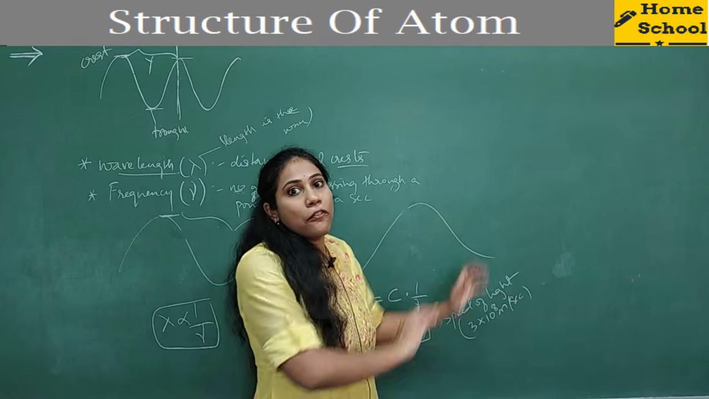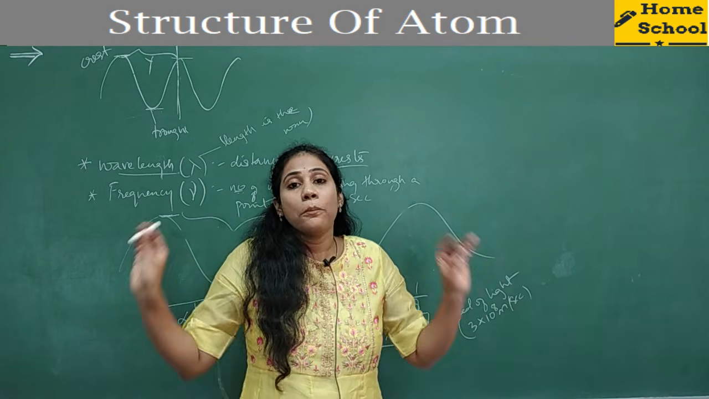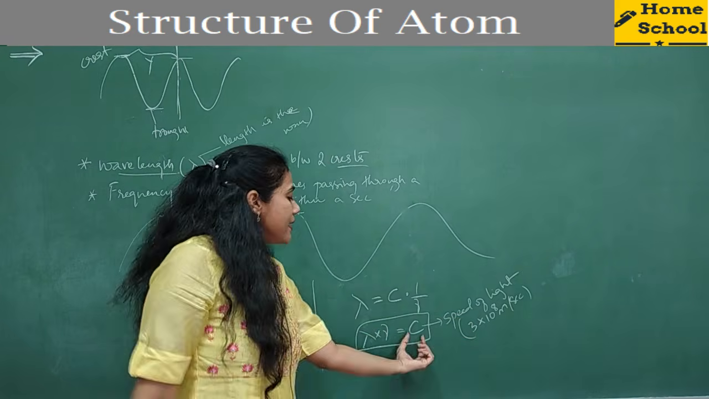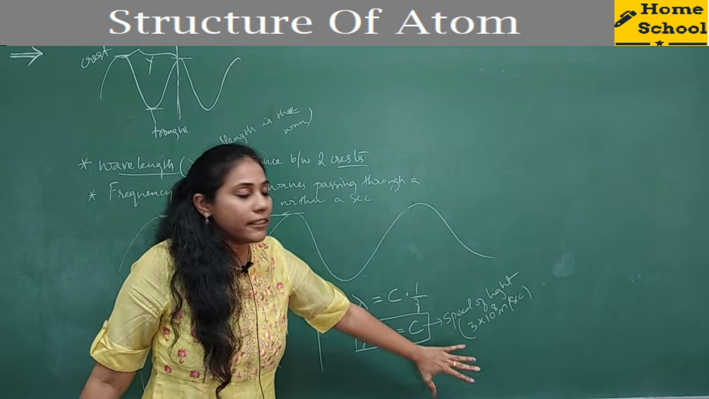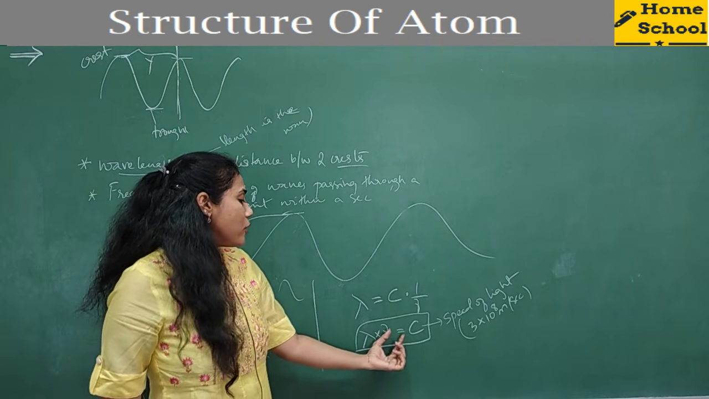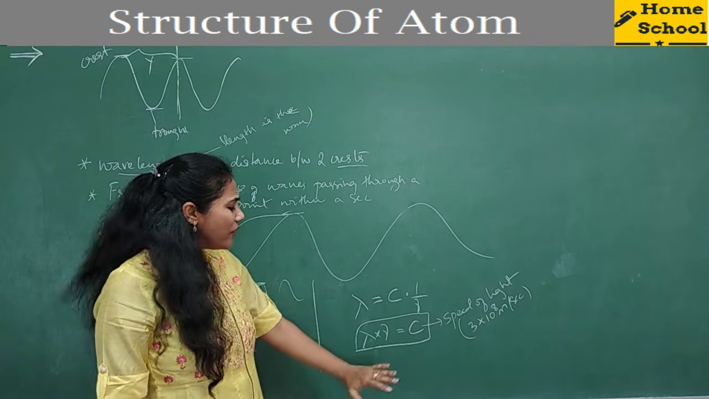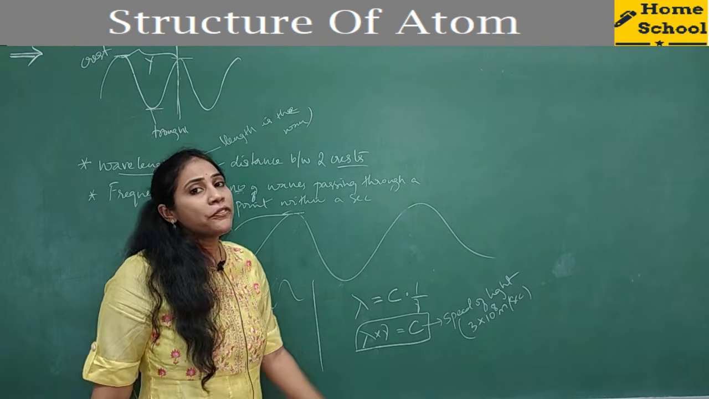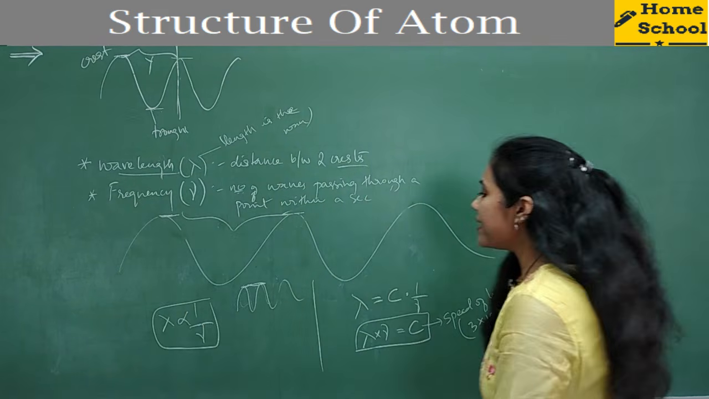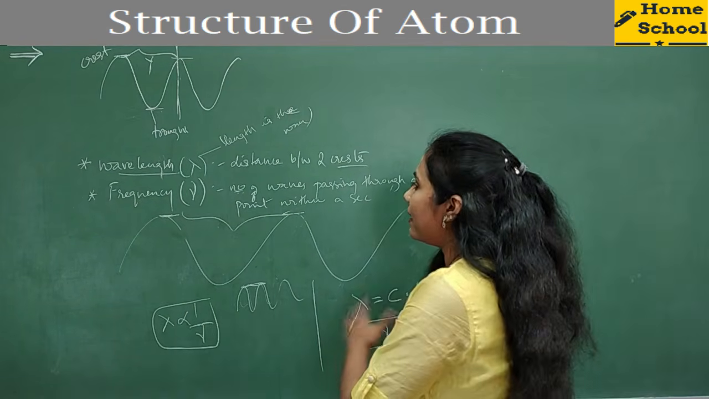See how fast the light is moving in the atmosphere, right? That is constant, always constant. That's why the product of lambda and nu is always equal to c. It's a very, very basic formula which is very important to remember. Clear everybody? So this is some basics about our light.